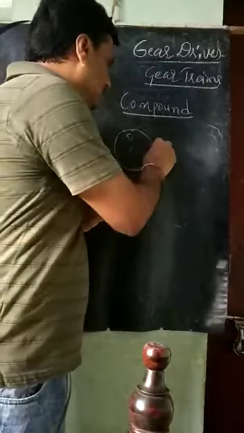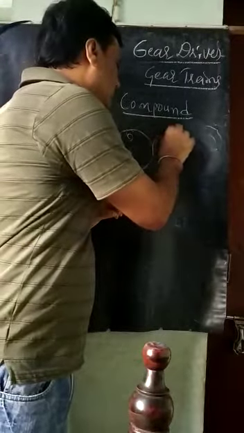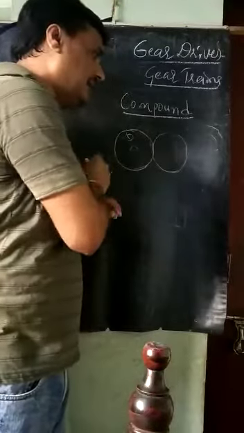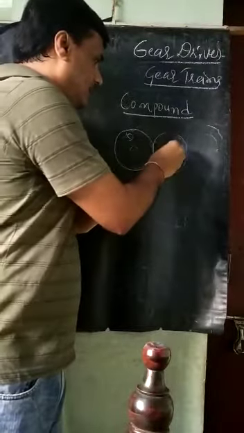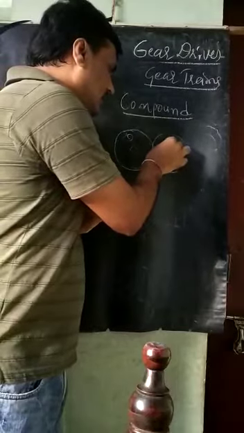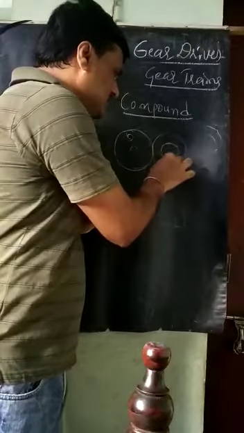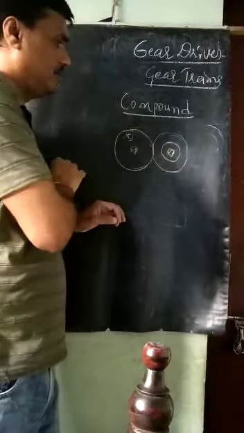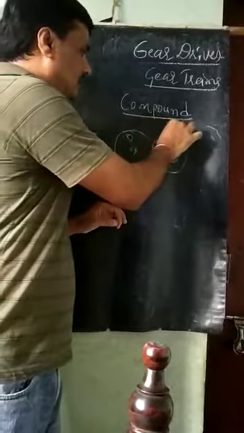How is this? See here. This is engaging with one gear. This is the idler gear. The follower is somewhere here. Another gear is fixed on the same shaft. This is the shaft here. These are the idler gears.